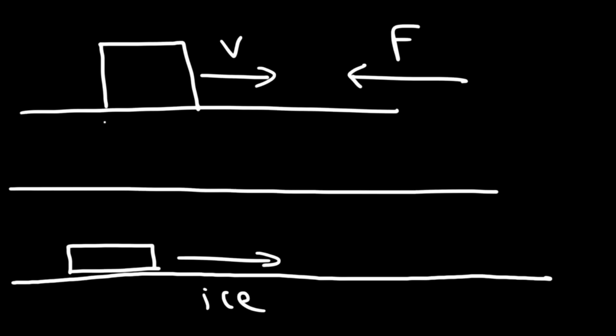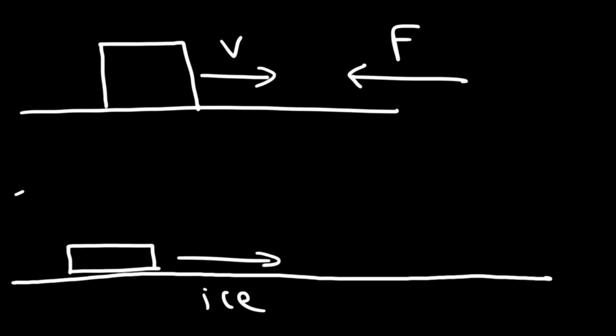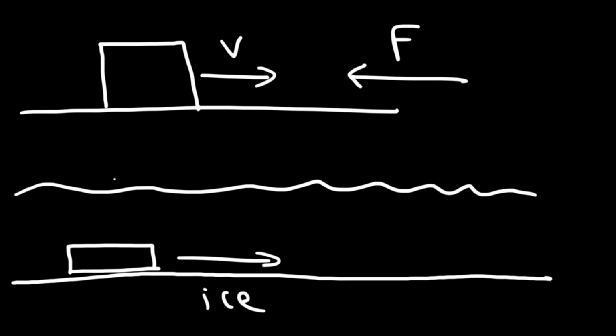Whereas, let's say if you have the same object across a rough surface, this object will not slide very far. It's going to come to a stop quickly because there's more friction. And so if you can reduce friction, the object will travel for a very long time. And if you can completely eliminate friction, then by Newton's first law of motion, it should continue forever. So an object in motion will continue in motion unless acted on by a force.